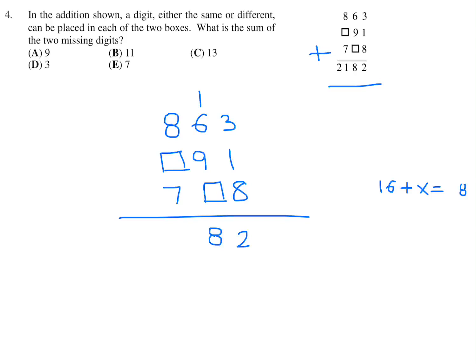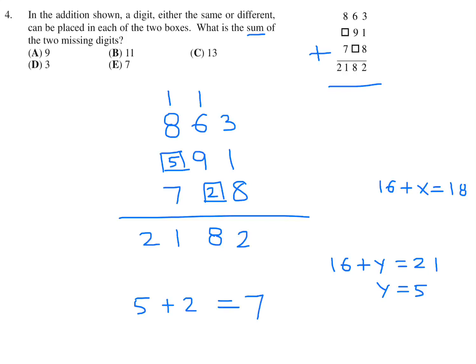But obviously it can't be 8. It's got to be 18. So that number is 2. So you carried the 1 because it was 18. And therefore we got 15 and 1, which is 16. And they've told you that it's 21. So 16 plus some number y is equal to 21. Therefore y is 5. So this number is 5. So the sum of the two missing digits, the two missing digits were 5 and 2, and their sum is 7. So the answer is E.